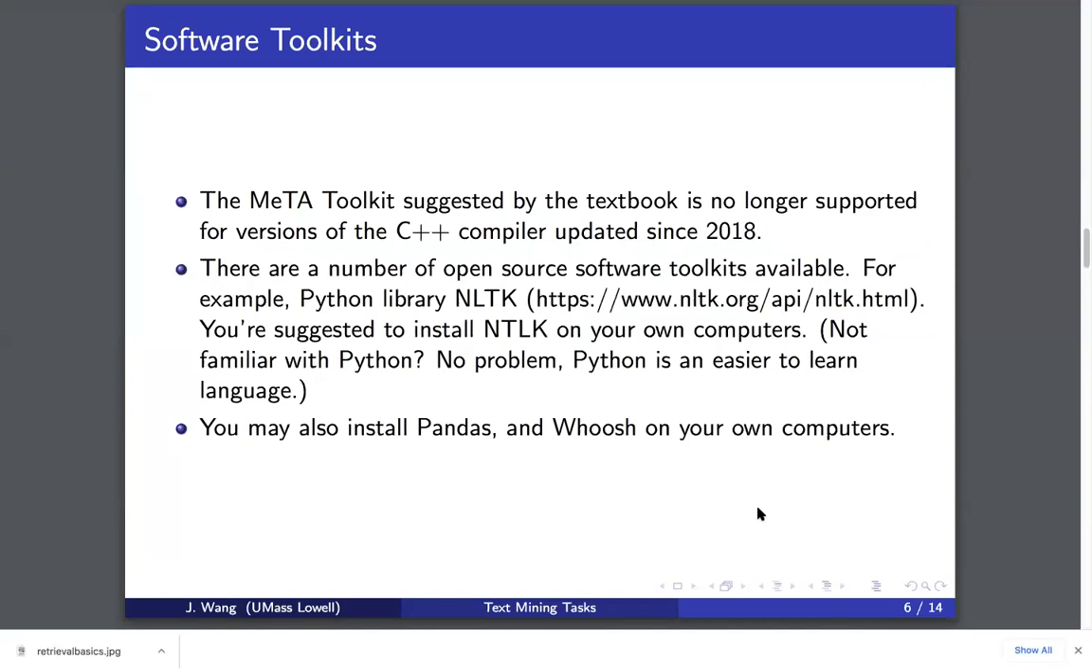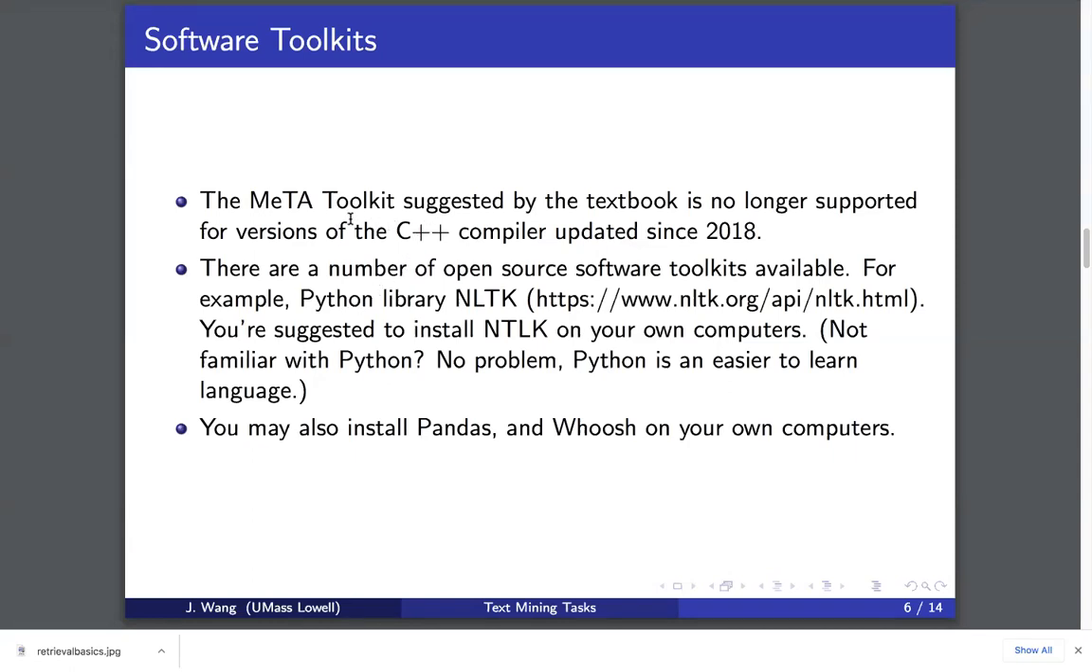Okay, so now let's mention software toolkits. I don't know whether you have got your textbook yet, but the textbook is written based on a software toolkit called MeTA Toolkit, as I said earlier. This toolkit is no longer supported, and I tried to install it on a current version of the C++ compiler, and there are certain issues because it was not updated. So that's why I would say that you should not spend time trying to make this work. Instead, the easier way to do it is to install NLTK and learn Python.